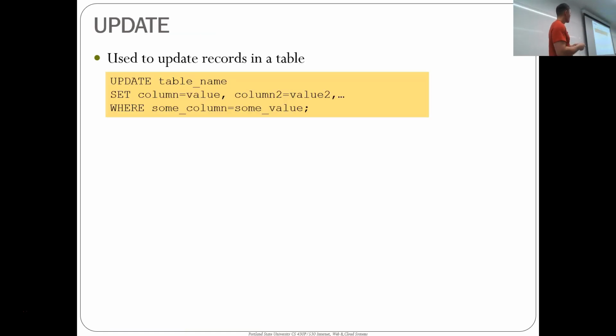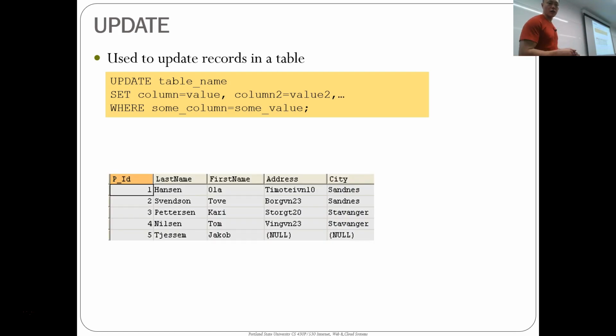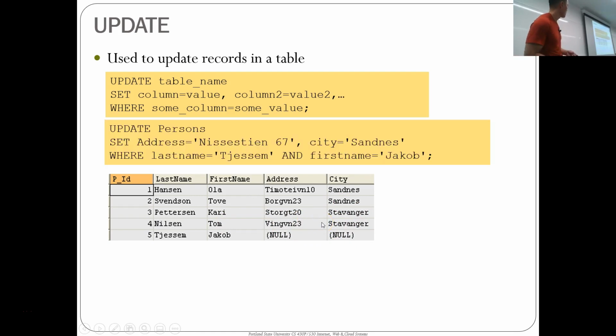Update is used to update records in the table. So if the entry already exists and you want to just change its values, you will use this SQL. So if this is my table, and if you look, there's a couple things here that are null. They didn't get initialized, so maybe I want to update those two columns. So if I say update persons, set the address to this address and the city to this city, to patch up these two entries.